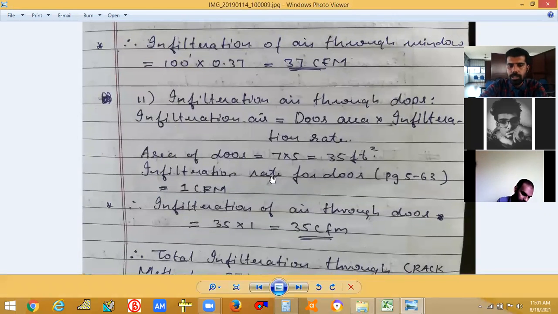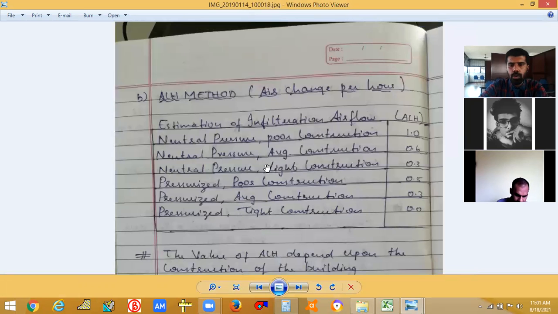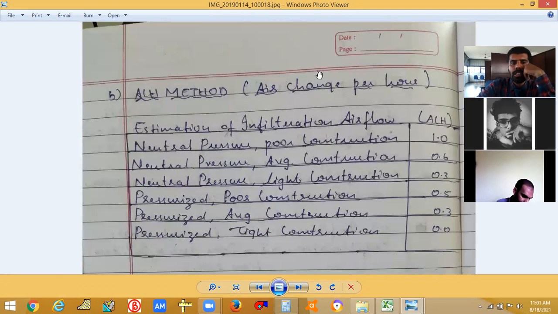For the ACH method you have to draw a tabular column. This is important. You can see the ACH values 1, 0.6, 0.3, 0.5, 0.3 air changes per hour. You may think, only this much value, 1 or 0.6 or 0.3 or 0.5 for ACH? Because this is infiltration, only a very minute amount of air is coming inside. That's why this ACH is very less. If it was ventilation, it could be 6, 8, 10 like that.